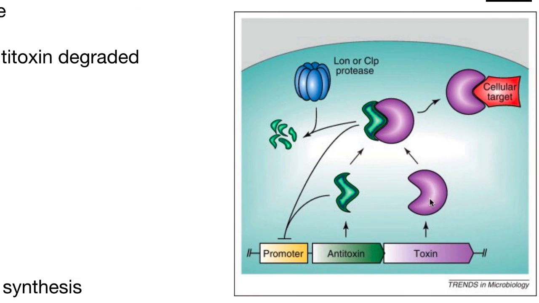So this is getting synthesized at a low level all the time, you always have plenty of antitoxin around to block the toxin. However, if you lose the plasmid, now you just have the protein sitting in the cytoplasm and there's no new antitoxin being made. This antitoxin degrades, and now the toxin is active and hits its cellular target. Therefore, if you lose the plasmid, it's toxic to the cell.